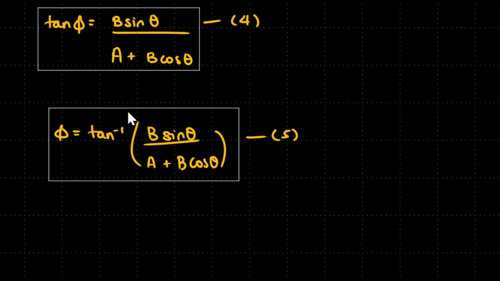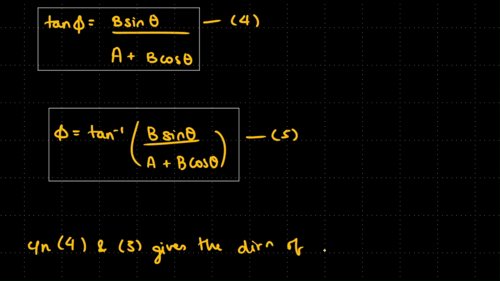So now let's write the conclusion. The conclusion is equation 4 and 5 give the direction of the resultant vector. Obviously, now we actually understand what we are talking about. So we know the magnitude as well as the direction.